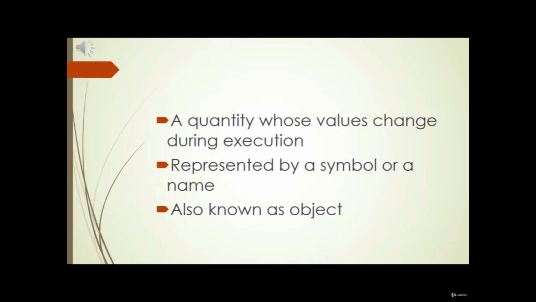So, what is basically a variable? A quantity whose value changes during the execution of a program is called a variable. It is represented by a symbol or a name. A variable represents a storage or memory location in the computer memory. Data is stored in the memory location.